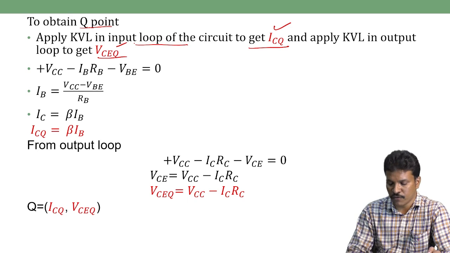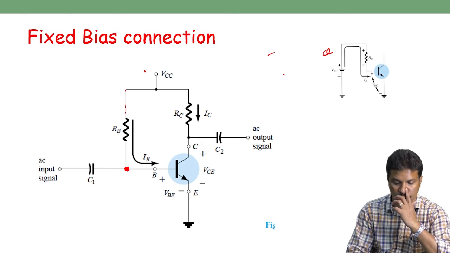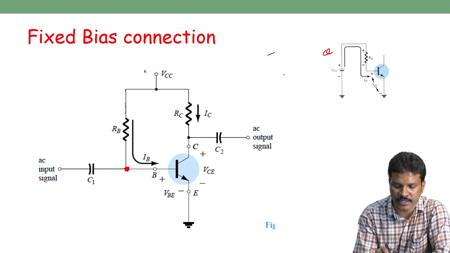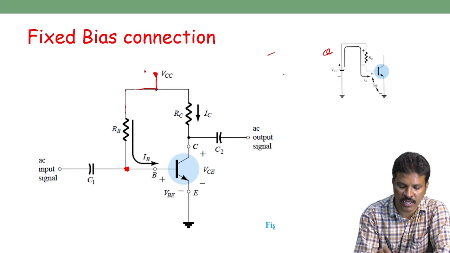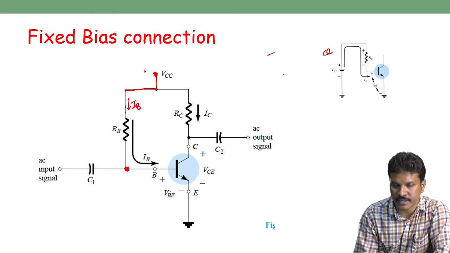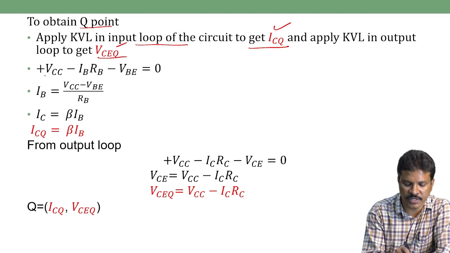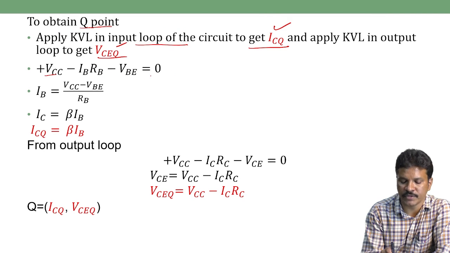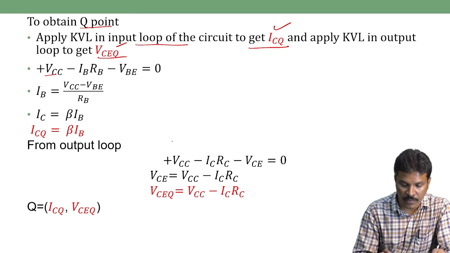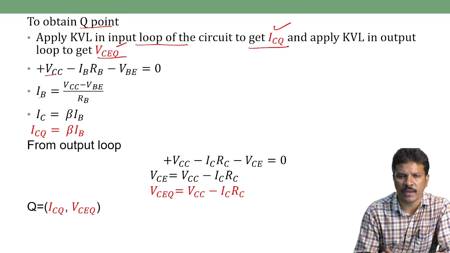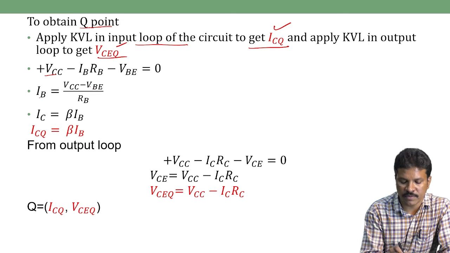So take the input Kirchhoff voltage law by seeing this diagram. It is a loop in the network. According to network analysis, a positive supply starts here. So VCC, the current flowing in the RB is nothing but IB, RB, and the voltage drop between base and emitter is VBE. So that can be written as plus VCC minus IB RB minus VBE is equal to 0. From this equation, we can extract IB. IB is equal to VCC minus VBE by RB. So from this equation, IB is VCC minus VBE by RB.